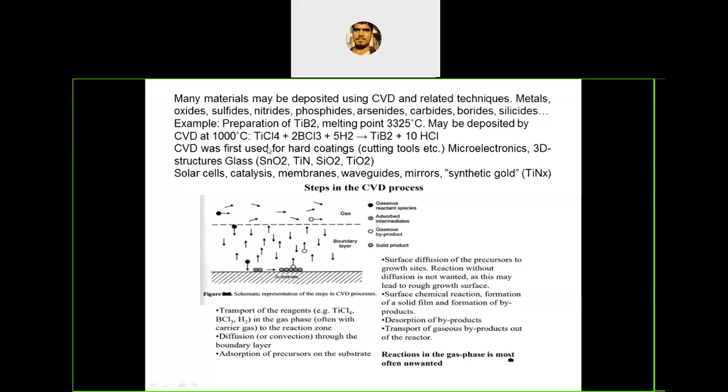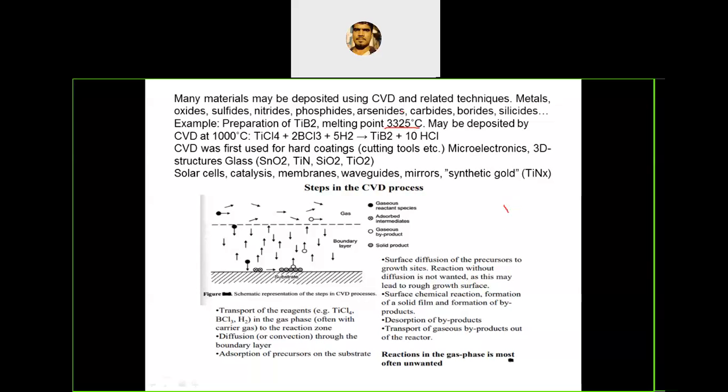You can observe that the melting point is 3325, which is a very high temperature when compared to PVD. What happens in PVD? The temperature is a maximum of about 500. But here the temperature is 3325, so it can be used for very high temperature applications.